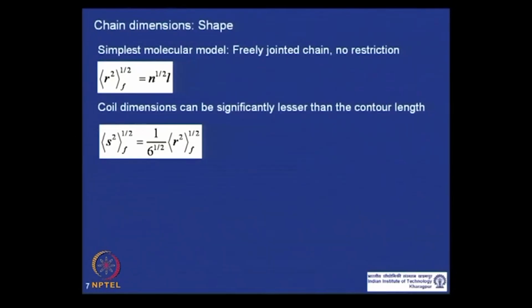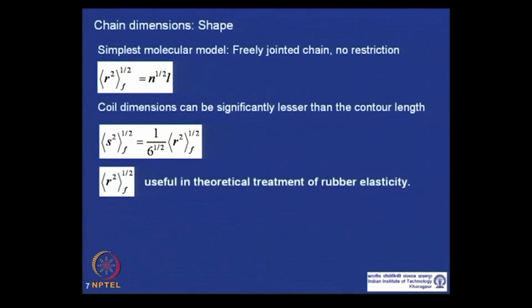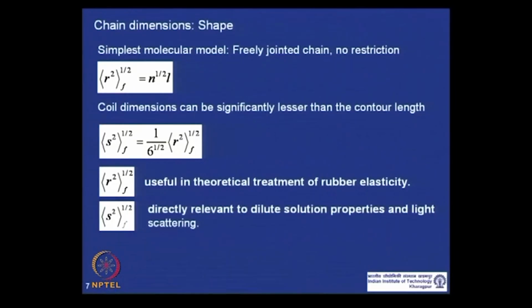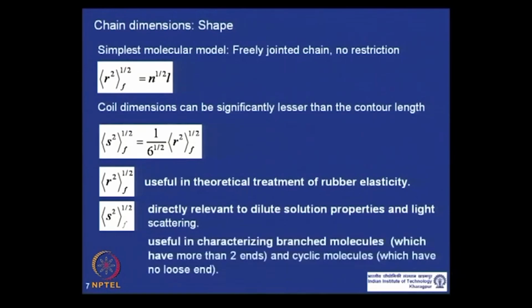As we have seen, it can be shown that the radius of gyration can be found from the root mean square, RMS, end to end distance. And as I said earlier, the RMS end to end distance is useful for rubber elasticity, and the radius of gyration is useful for elucidating properties and light scattering, and it can also be useful for branched molecules and cyclic molecules.